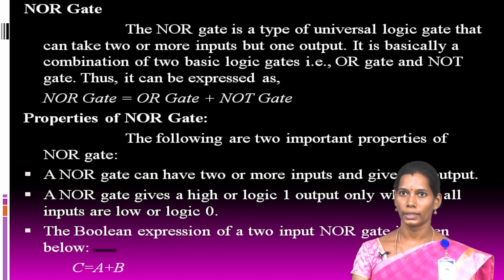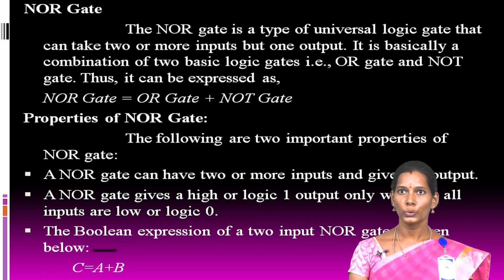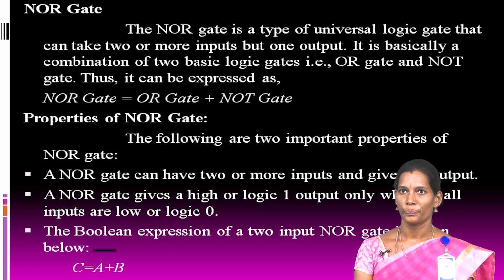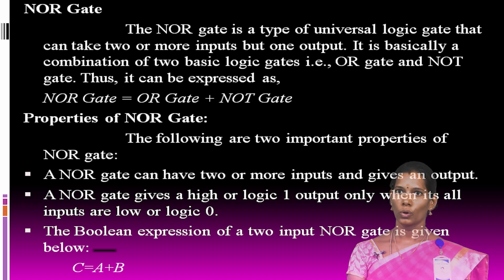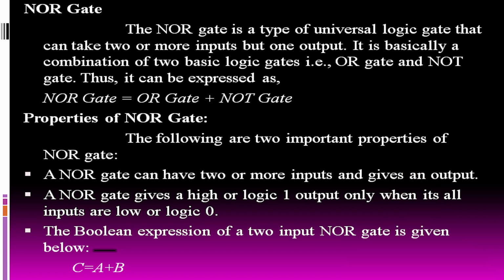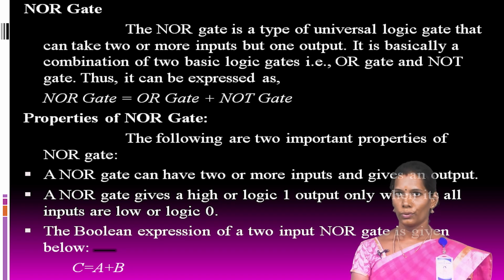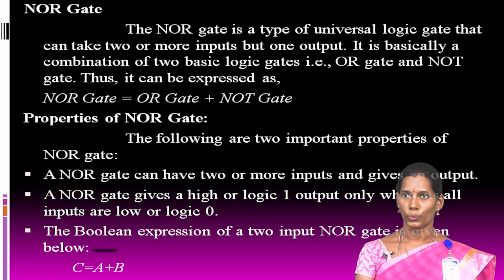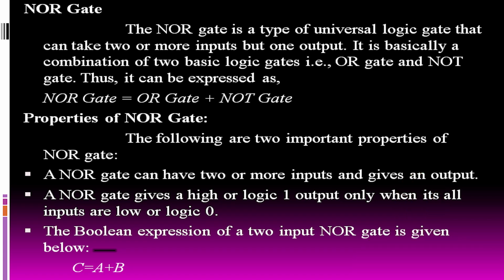Properties of NOR gate. The following are the two important properties of NOR gate. A NOR gate can have two or more inputs and gives only one output. A NOR gate gives a high or logic 1 output only when all its inputs are low or logic 0.